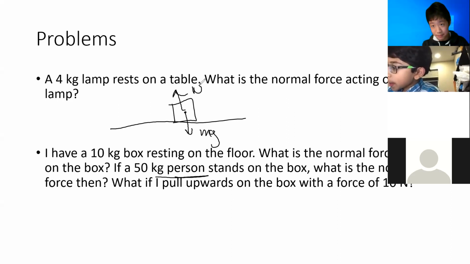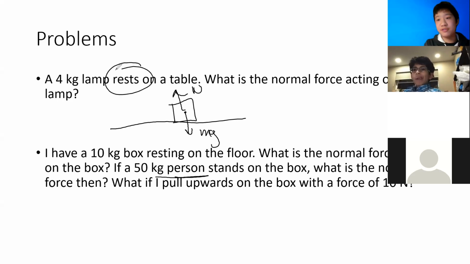I'm going to label that n. Be careful not to confuse this n, this variable, with the unit newtons. This is not a unit, it's just a variable n. Since the lamp is resting on the table, it's not moving anywhere. That means it has no net force acting on it. Remember this? The sum of all the forces acting on it is 0, because otherwise it would have some kind of acceleration and it would be moving.